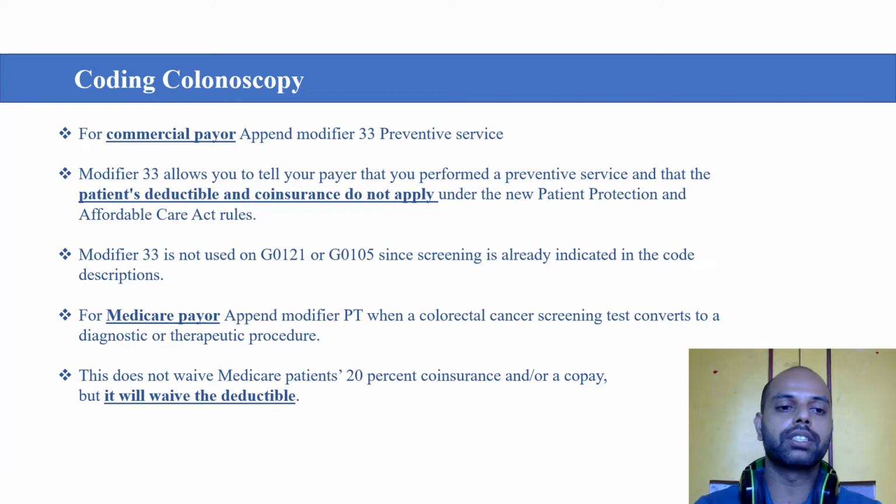Modifier 33 is not used for HCPCS level 2 code G0121 or G0105 since screening is already indicated in the code description. For Medicare payer, append modifier PT when a colorectal cancer screening test is converted into a diagnostic or therapeutic procedure. This will not waive the patient's 20% coinsurance or copay, but it will waive the Medicare's deductible.